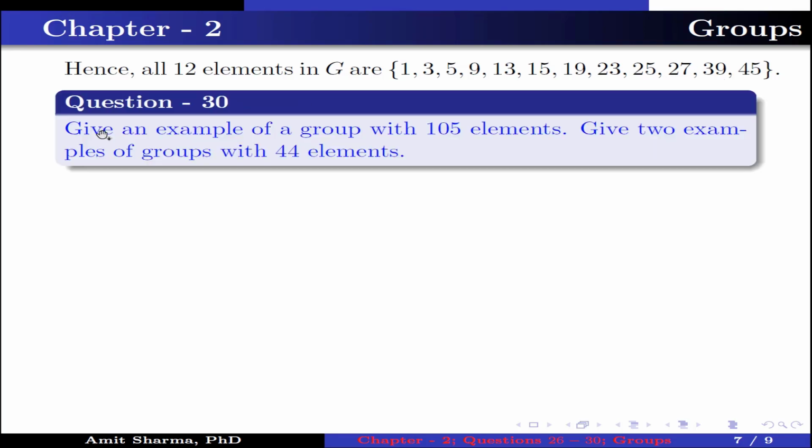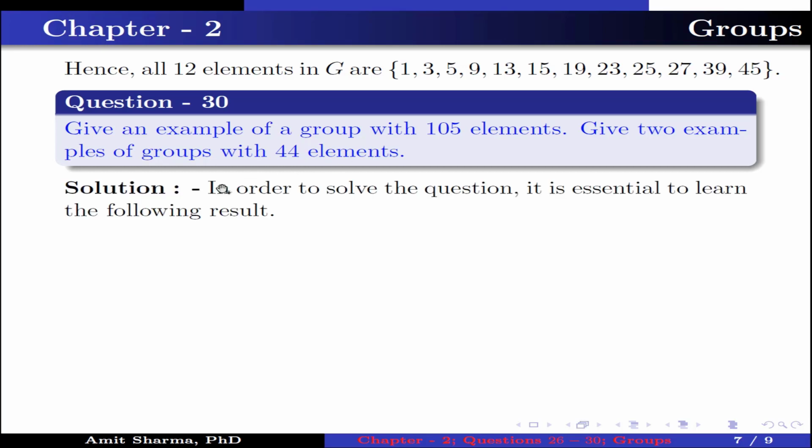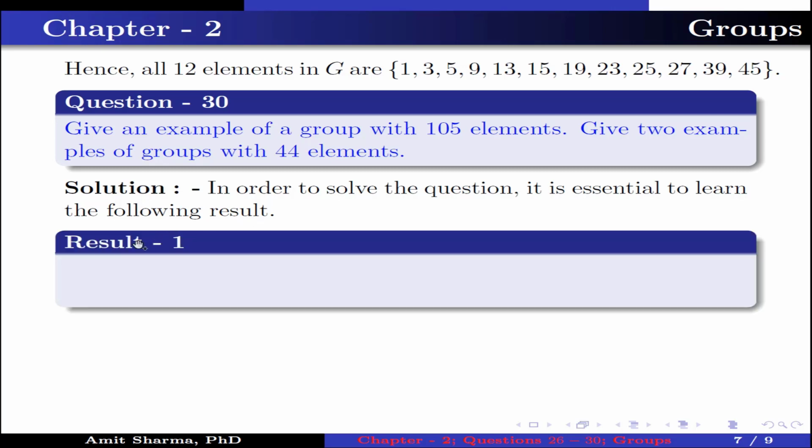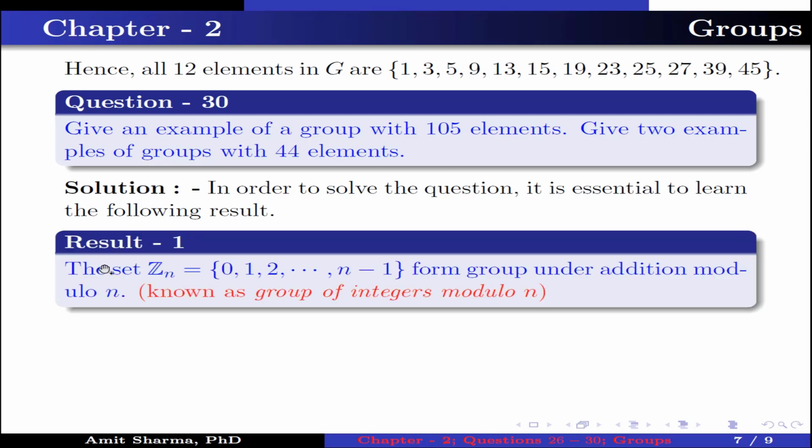Question number 30. Give an example of a group with 105 elements. Give 2 examples of groups with 44 elements. In order to solve the question, it is essential to learn the following results. Result number 1. The set Zn containing the elements 0, 1, 2 up to n minus 1 forms a group under addition modulo n. It is known as the group of integers modulo n.